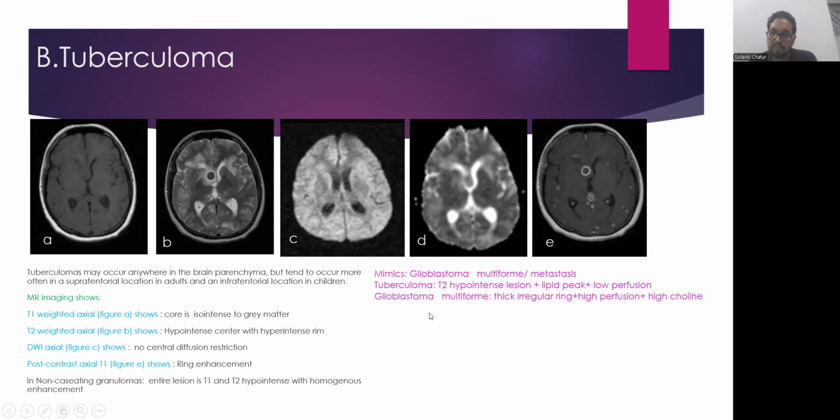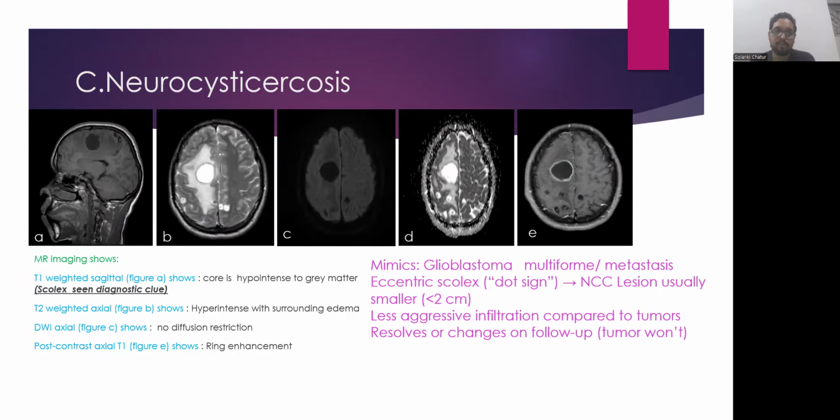Glioblastoma multiforme has a thick irregular ring with high perfusion. Now neurocysticercosis. In the MRI image, we can see the sagittal T1 weighted image core is hypointense to the gray matter. If the scolex is present, it is diagnostic. The T2 weighted axial image shows a hyperintense lesion with surrounding edema. Diffusion weighted image shows no evidence of diffusion restriction. Contrast image shows ring enhancement.